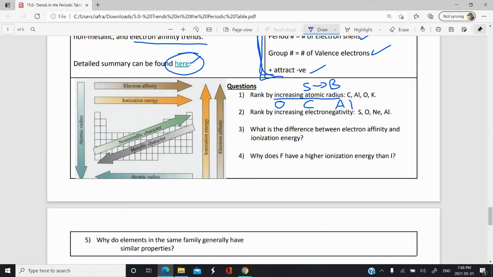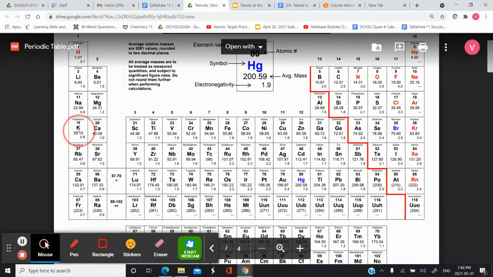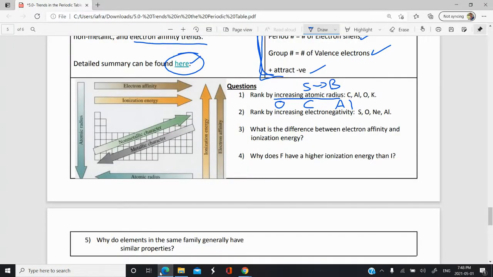But we need to check where potassium falls. So if we look at potassium, it's way over here. It's going to be larger because it's more towards the left and the bottom, so it's the largest one, even larger than aluminum is. So we'll make potassium our larger one. So oxygen is smaller than carbon, carbon smaller than aluminum, and aluminum smaller than potassium, with potassium winning in terms of the larger atomic radius there. Rank these by increasing electronegativity.